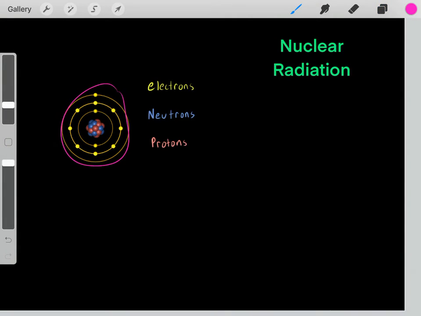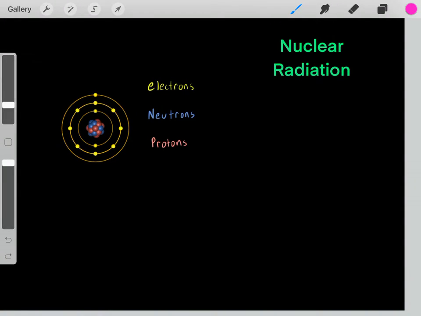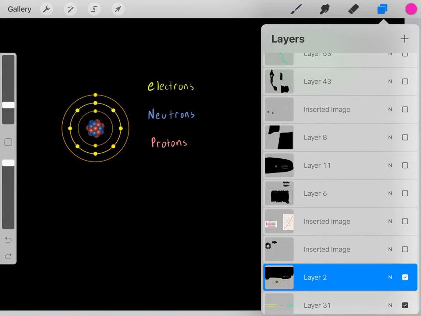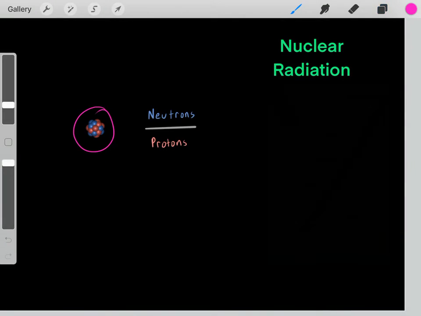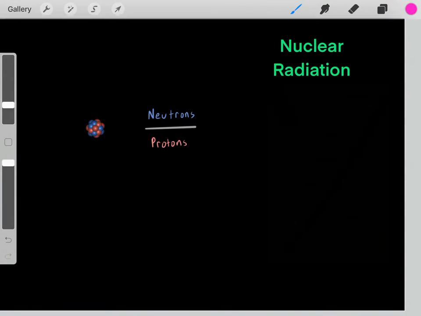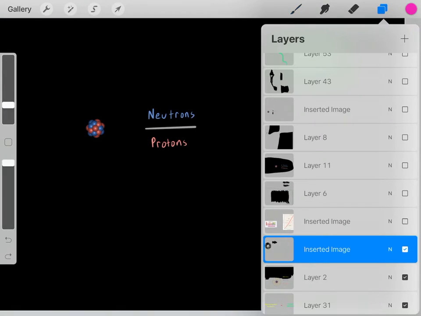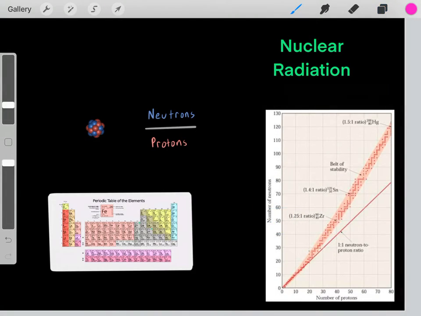So we know these atoms are made out of protons, neutrons, and electrons. However, in order for an atom to be stable, it must have the correct ratio of neutrons to protons. And there's always an optimal ratio of neutrons and protons that will yield a stable atom. And here's a graph that shows what these stable ratios are.